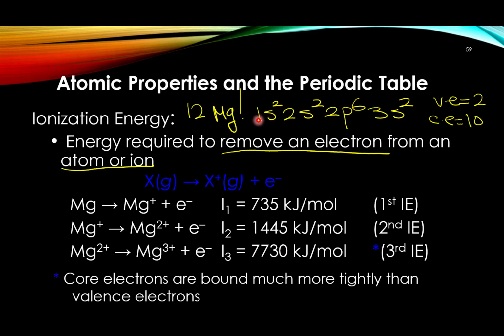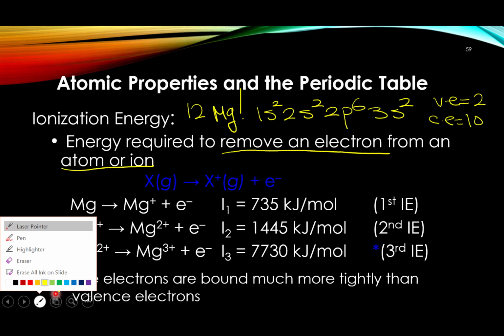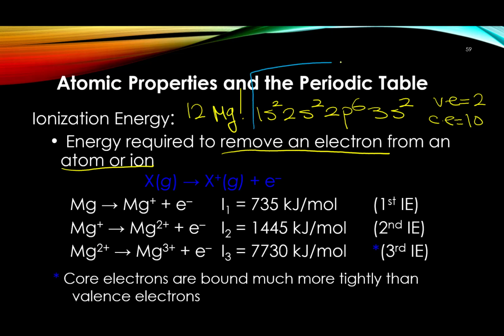Then 1s2 to 2s2 2p6 is our core shell. Let me write it down. This is the core, and this one is the valence. That's why it doesn't need too much energy to remove the valence electrons, but we need a lot of energy to remove the core electrons.